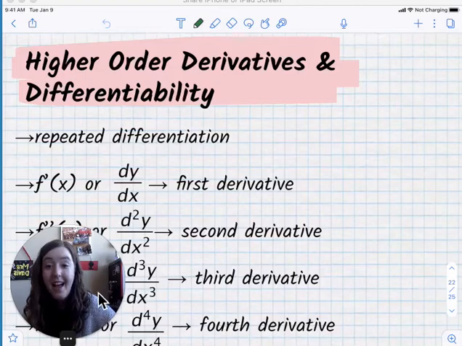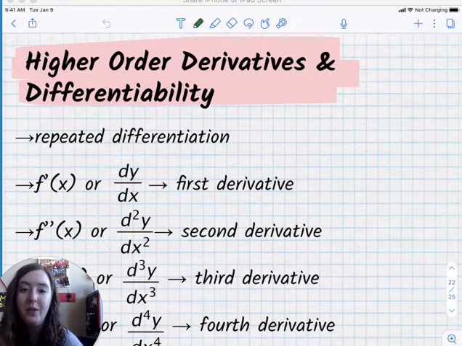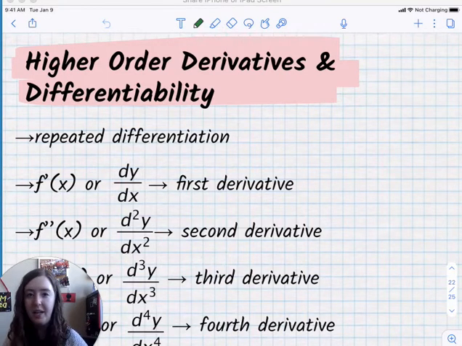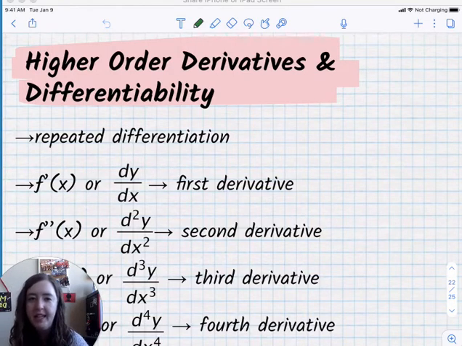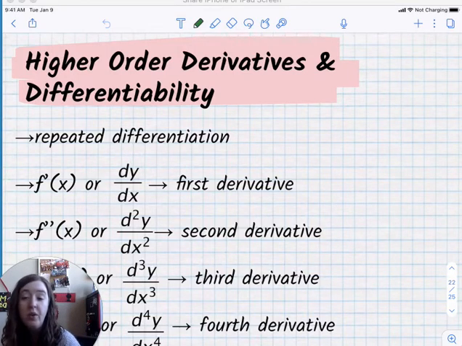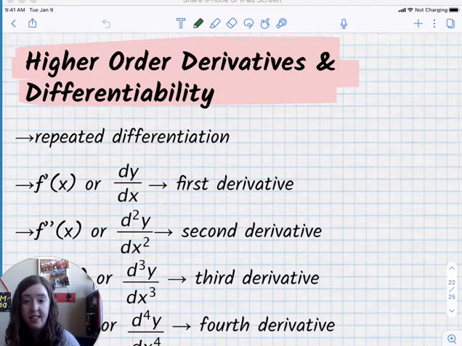Hey guys, today we are going to be looking at higher order derivatives and differentiability. So higher order derivatives just mean that you're going to keep on taking the derivative over and over again. It's repeated differentiation. So the first derivative, what we've been finding the whole time during calculus so far, is just plain old f prime or dy dx.